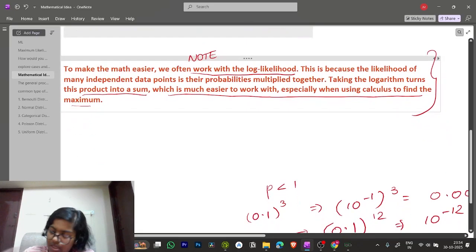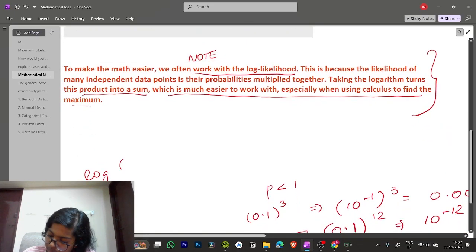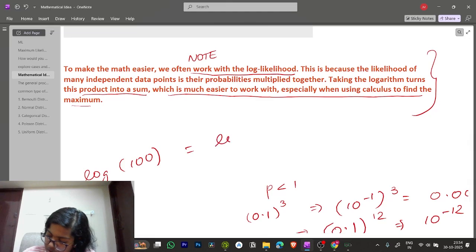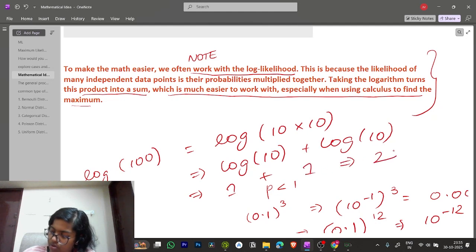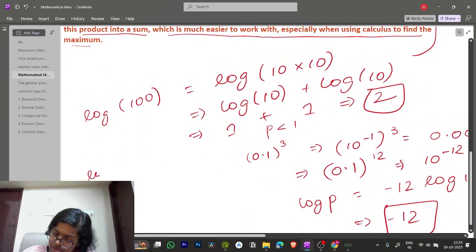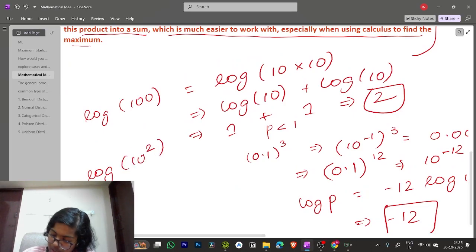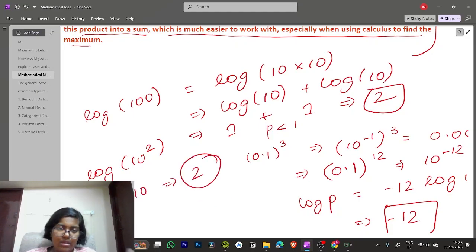This is also another case, because log of 100 can be written as log of 10 times 10, which is log of 10 plus log of 10. Log of 10 is 1, so 1 plus 1 is equal to 2. You can also write log of 100 as log of 10 squared, and the square can be taken out, so it is 2 log of 10, which is also 2. This is just to make the maths easier.